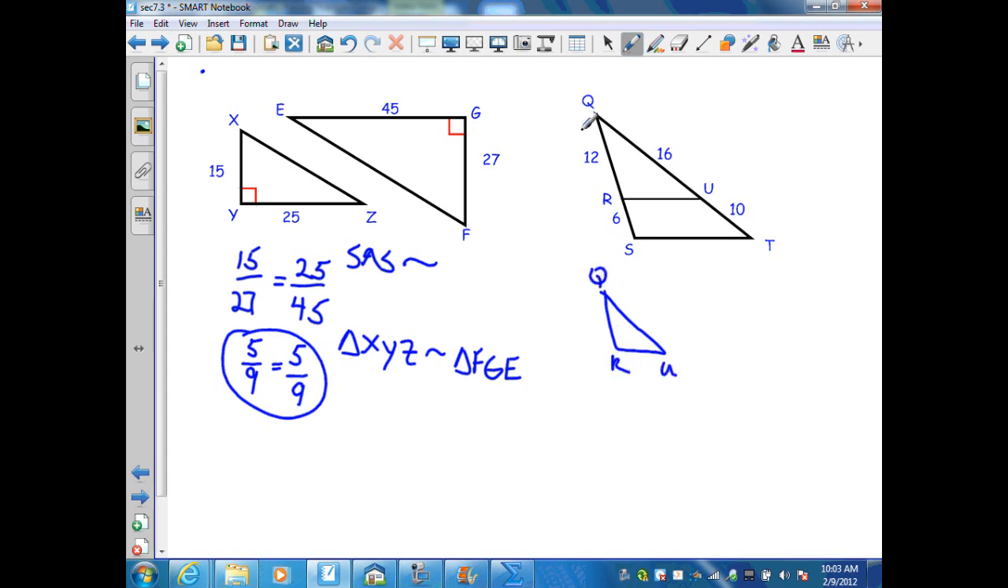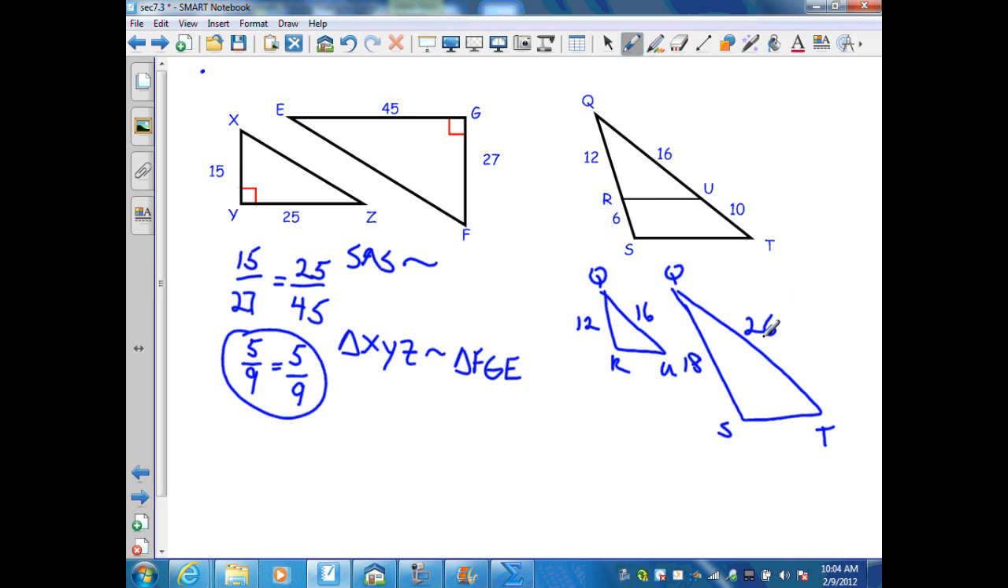With side measures of QR being 12 and QU being 16, and that is set inside a bigger triangle, QST. And QS is equal to 12 plus 6, which is 18. And QT, which is 16 plus 10, which is 26.